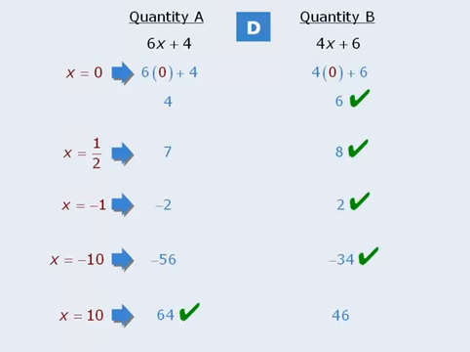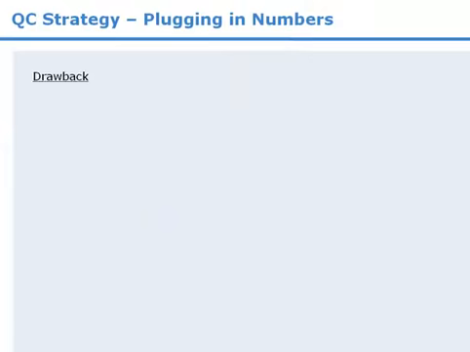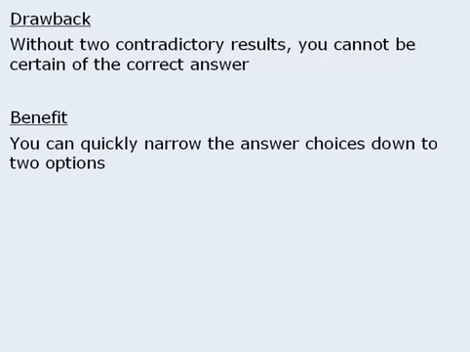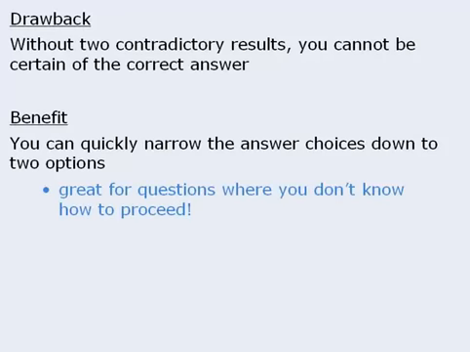So when it comes to plugging in numbers for the variables, the drawback is, if the strategy does not yield two contradictory results, then you can never be 100% certain of the correct answer. On the other hand, this strategy allows you to quickly narrow the answer choices down to two options by plugging in only one value. As such, this strategy provides you with a great approach to handling questions when you don't know how to proceed.